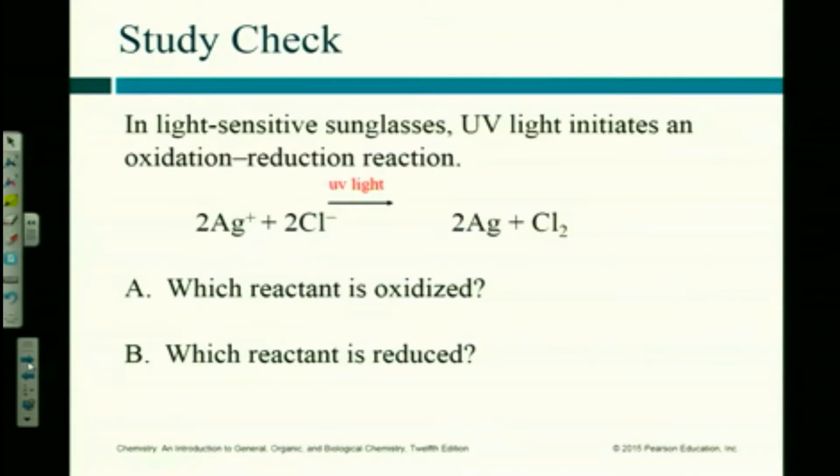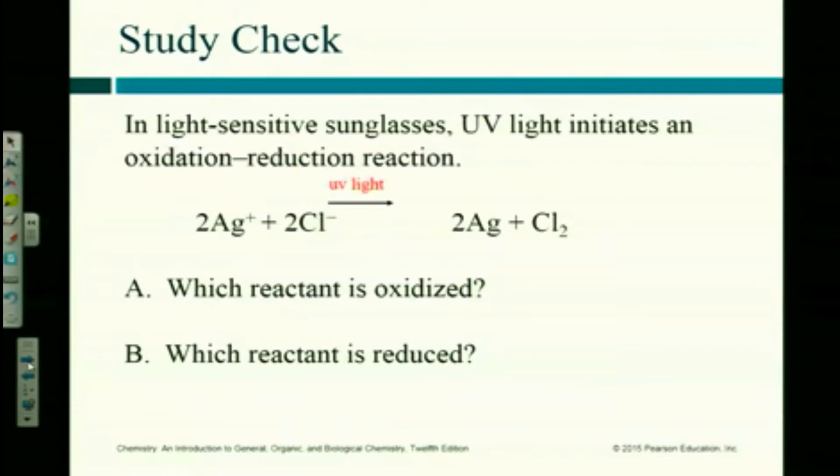Y'all ever seen a sunglass turn dark when you go outside? They have silver and chloride in them. Who's being oxidized in this case? Silver being oxidized. Silver starts off as plus, and winds up as, what's the charge on silver on the right hand side?